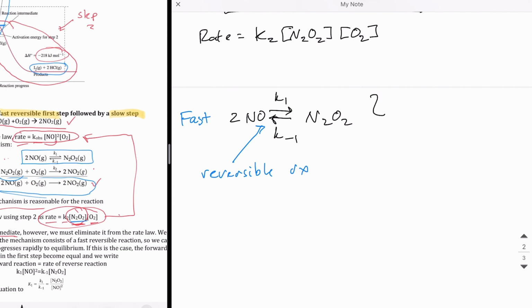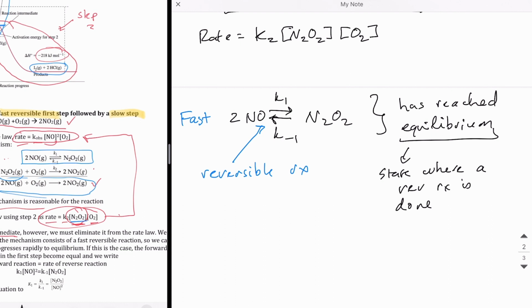So that means that this reaction has reached a state that we call equilibrium. What does it mean to reach equilibrium? Equilibrium is the state where a reversible reaction is done or finished. If you think about a reversible reaction, it's a reaction where reactant goes to product, but then the product can go back and form reactant.